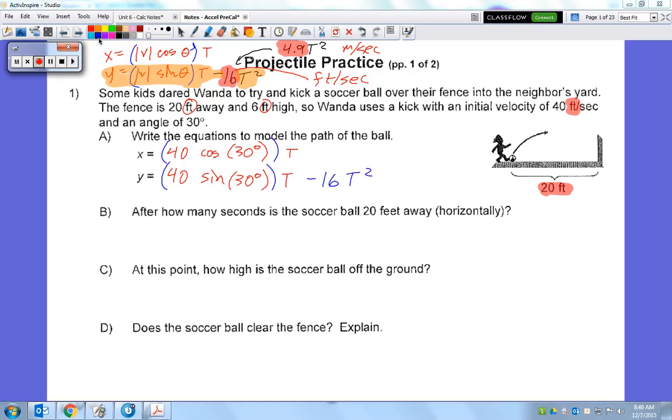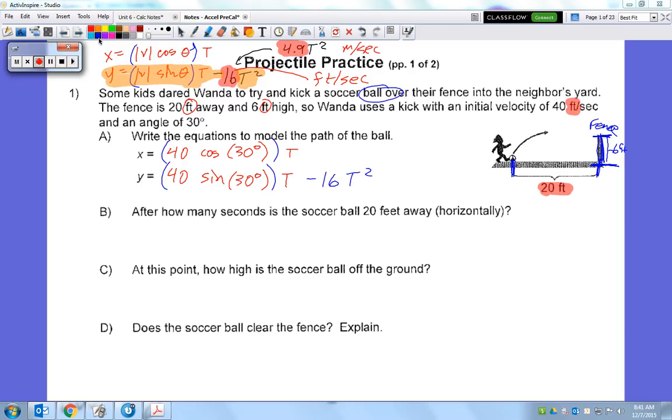So let's read the question. I kind of jumped the gun a little bit, and now let's see why we wrote these parametric equations. It says, some kids wanted to try and kick a soccer ball over the fence. So here's your fence, if you will, right here, into the neighbor's yard. The fence is 20 feet away, so the point of contact from the soccer ball to the fence is 20 feet. And the fence, from ground level to the top of it, is going to be 6 feet high.